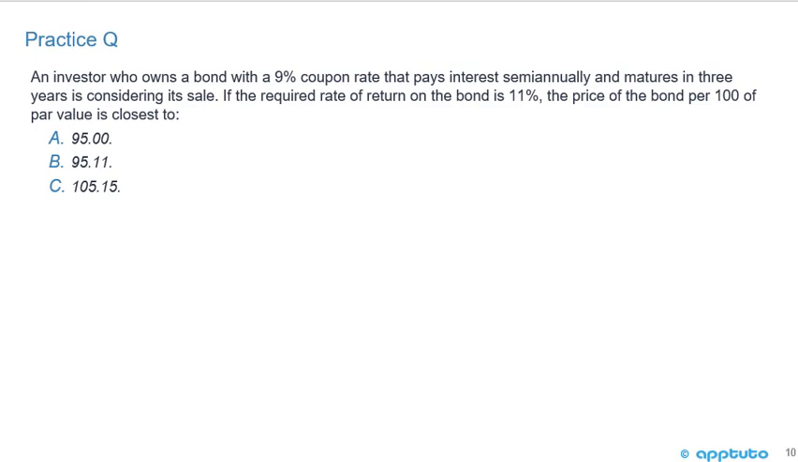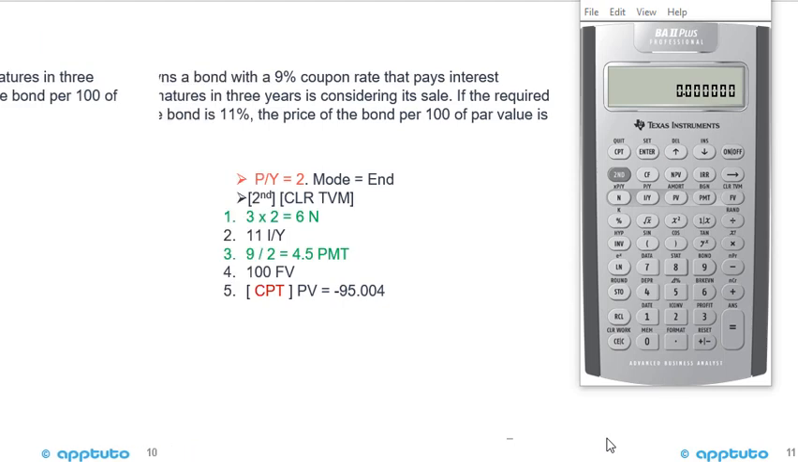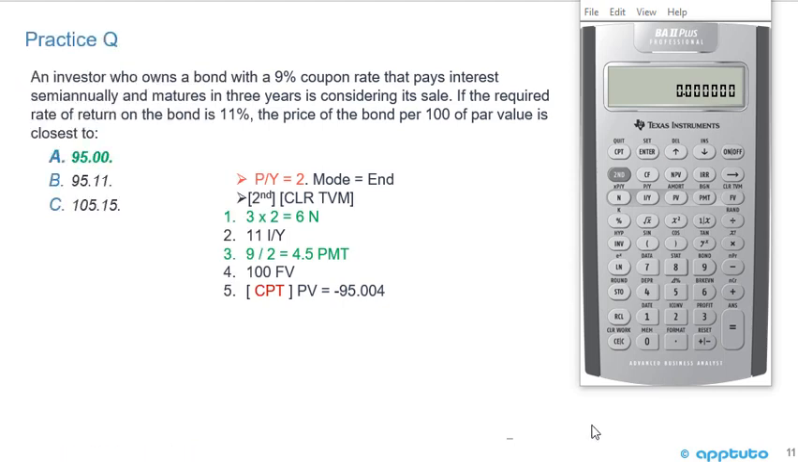So we'll do another quick practice question here. An investor who owns a bond with a 9% coupon rate that pays interest semi-annually and matures in 3 years is considering its sale. If the required rate of return on the bond is 11%, the price of the bond per 100 of par value is closest to A, 95, B, 95.11, or C, 105.15.